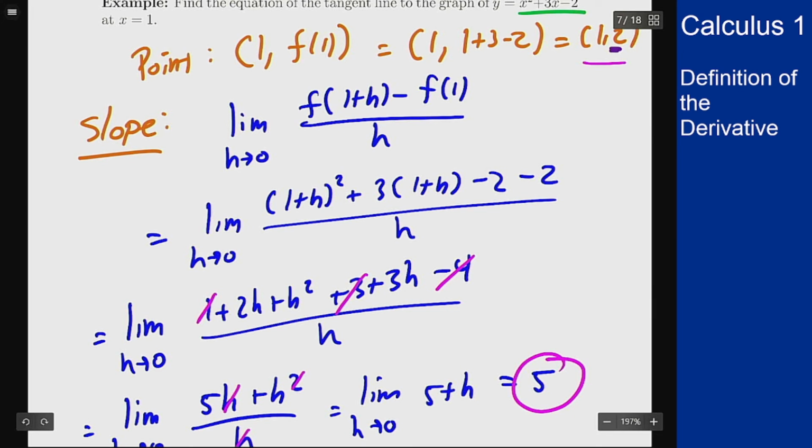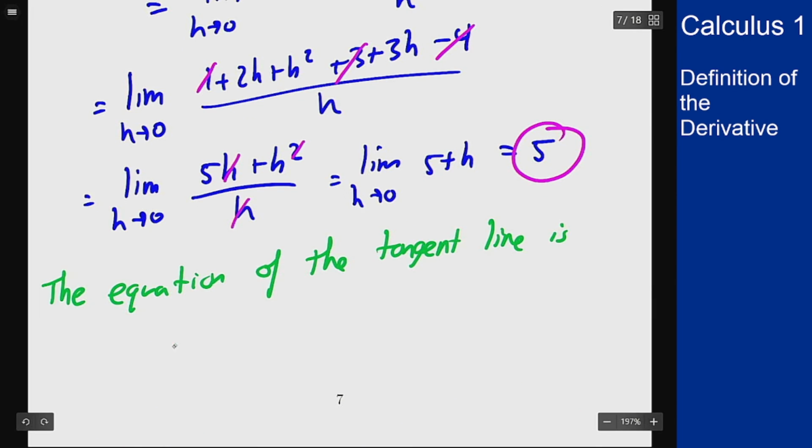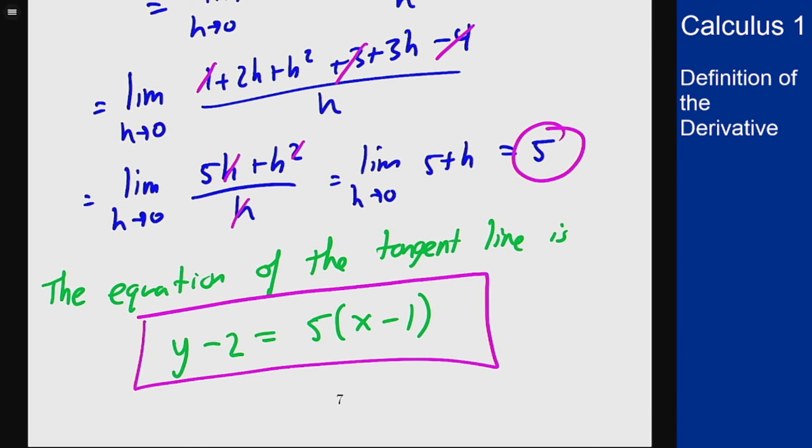So I can write the equation of the tangent line from that. y minus 2, that's the y coordinate of the point I know is on the line, equals slope times x minus 1, the x coordinate of the point that's on the line. And that's how we can get the equation of the tangent line to a graph using this limit definition of the derivative.